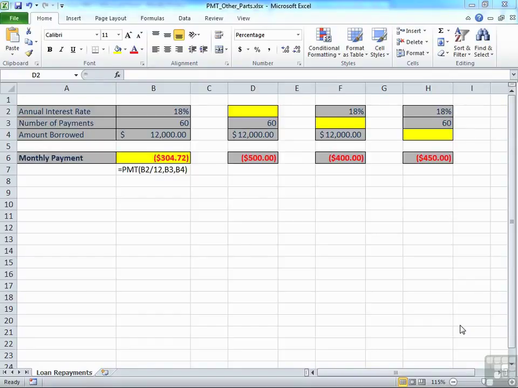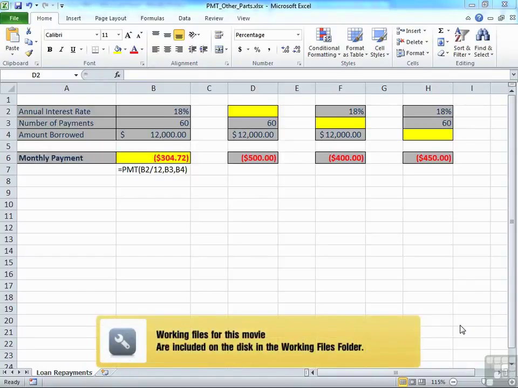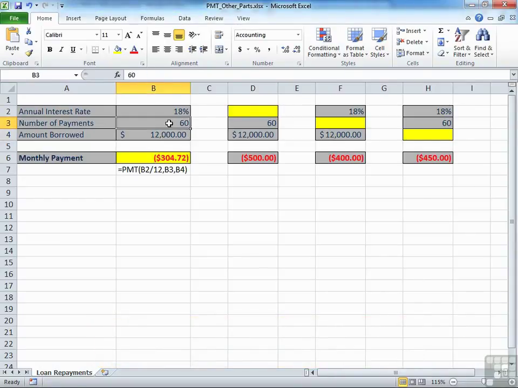We've seen the PMT function in action and how that works out what your payments are based on borrowing amount, number of payments, and an annual interest rate. And it can work out what your payments are over that term. So this will be 60 payments at that amount.